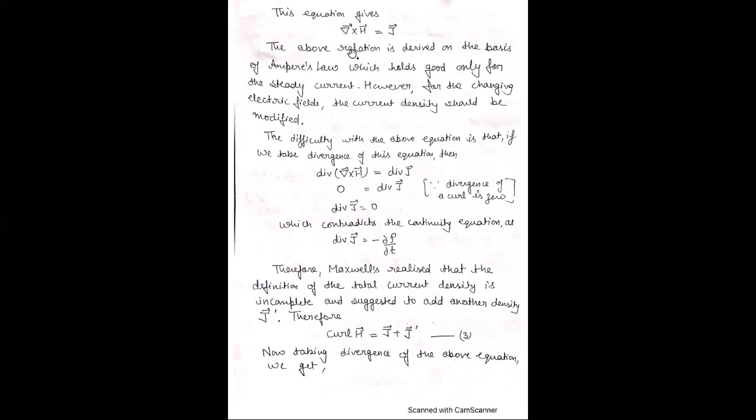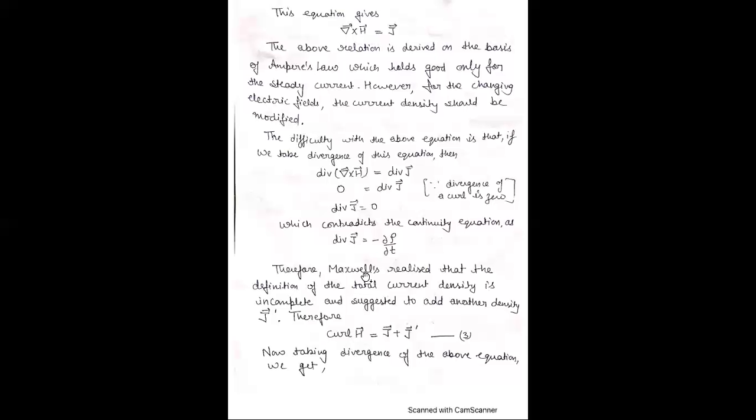The above equation is derived on the basis of Ampere's law, which holds good only for steady current. The current should be constant, but if the fields change, there is a change in current density, so the current density should be modified. In that case, if fields are changing, the current density should also change. Therefore, this equation is the resultant of this equation.